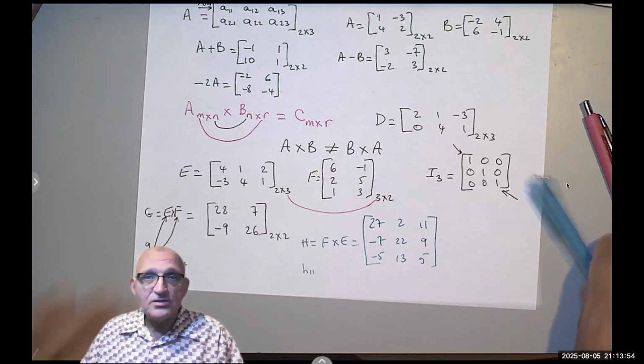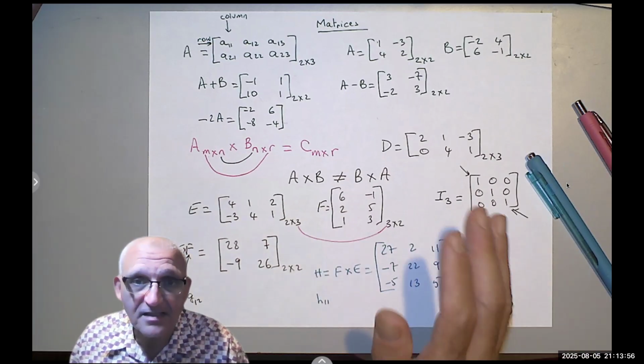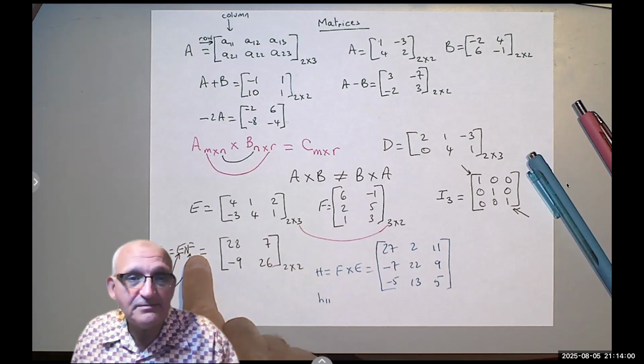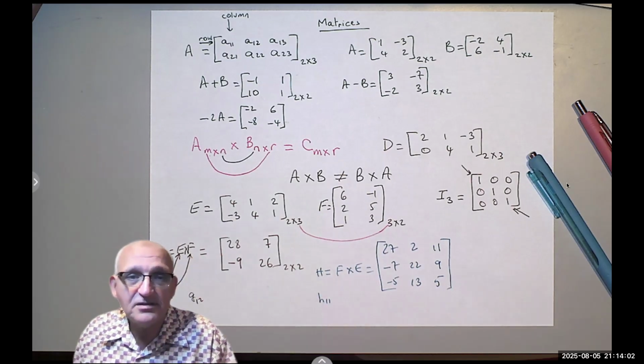And here you do the multiplication. It's very easy. Take the row from the first matrix, the column from the second matrix, to find the element row column.